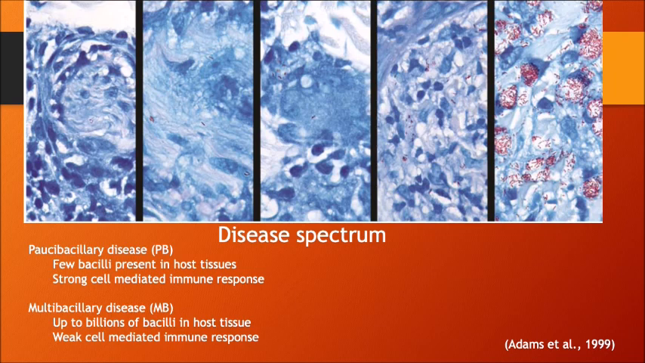How bad the presentation of leprosy in a person is depends in part on how many bacteria are present in the tissues. There's a spectrum of the disease ranging from paucibacillary to multibacillary. In PB, there's just a few bacilli in the host tissues, and the person's body had a strong immune response, and the disease never really got a strong hold in the body. Whereas in multibacillary disease, over many years, there can be up to billions of bacilli in the host tissue, and this happens when there wasn't a very strong immune response to the bacteria in the beginning.